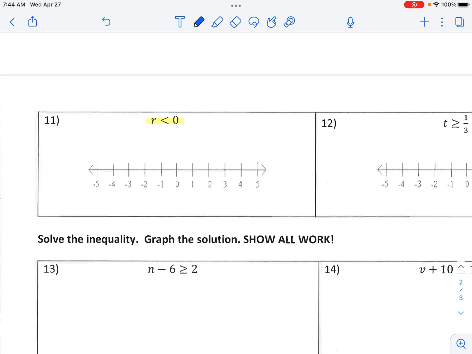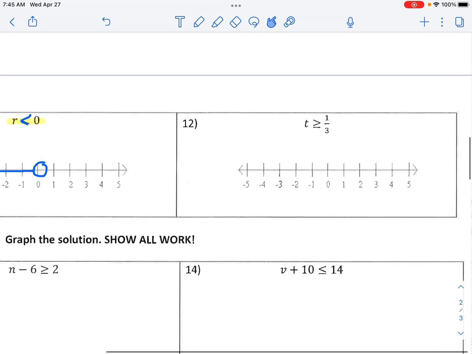R is less than 0. Step 1, put a circle at the starting point. Step 2, decide which direction your arrow will go. Look at the direction of less than. Find the matching arrow on the number line. Those are going to be pointing in the same direction. So we're going to darken to the left. R is less than 0. Well, 0 cannot be less than itself. So 0 is not a possible solution for R. So that circle is going to be left open.